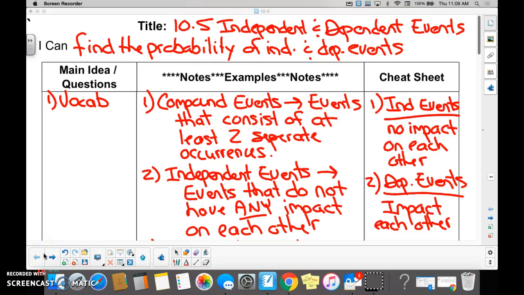10-5. Independent events. I can find the probability of independent events.